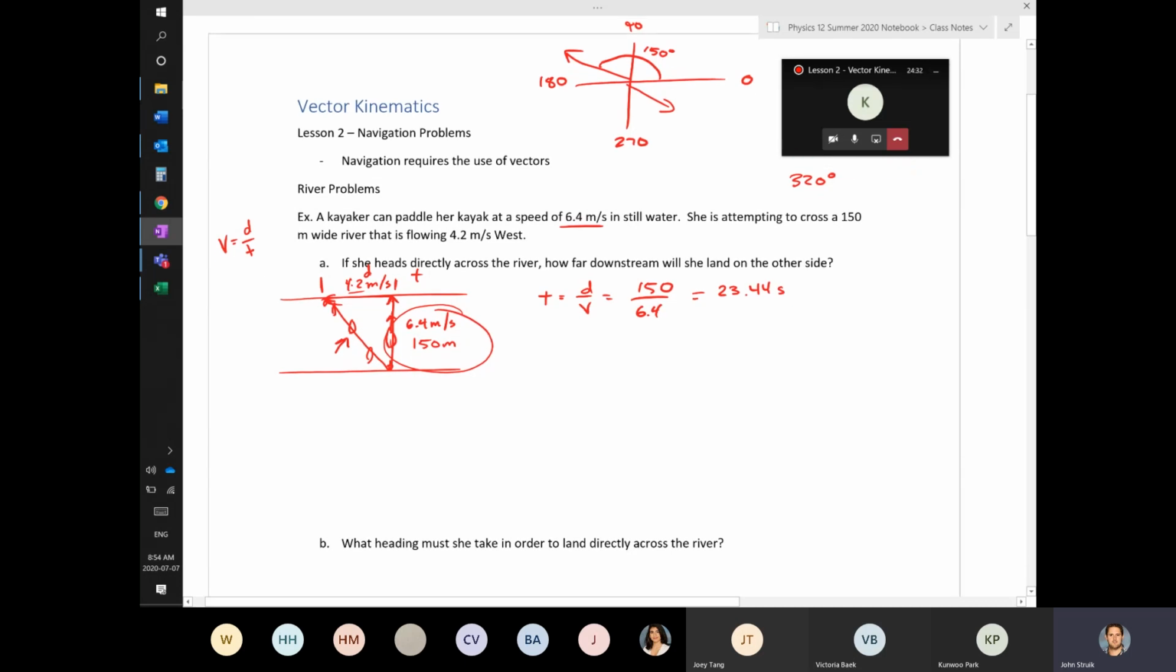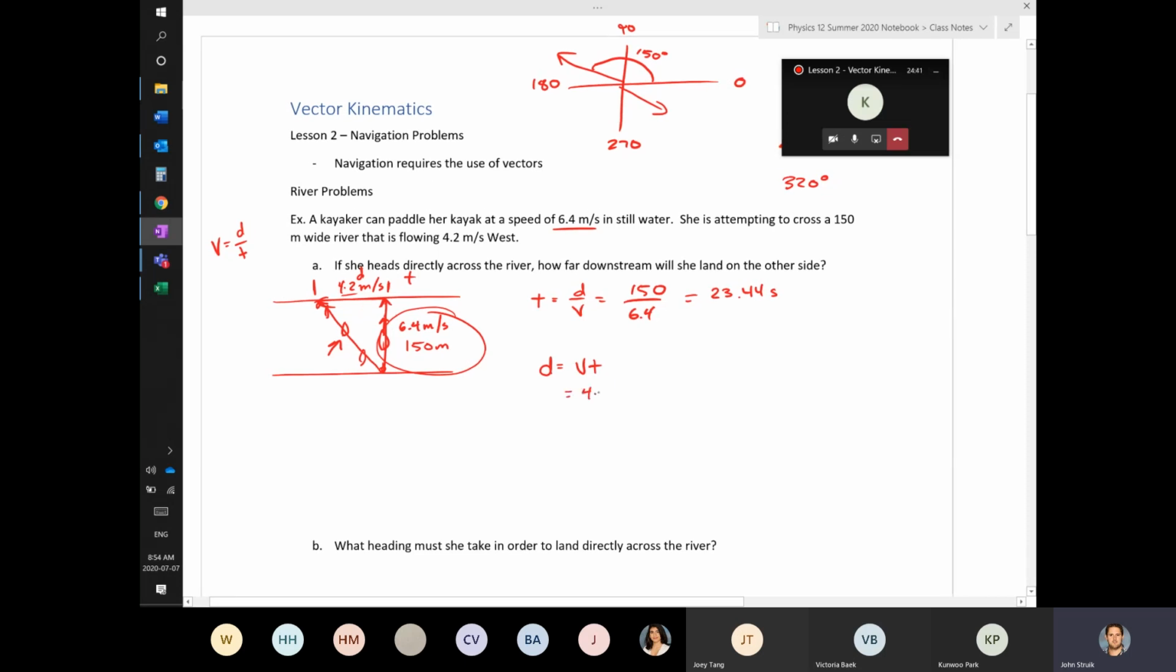In that time, the river's bringing her downstream. How far downstream? d equals v times t. So the river is going 4.2 meters per second for 23.44 seconds, and that's going to be a distance of 98 meters. We'll just leave it at 98. There are some decimals, but whatever. Does that make sense?